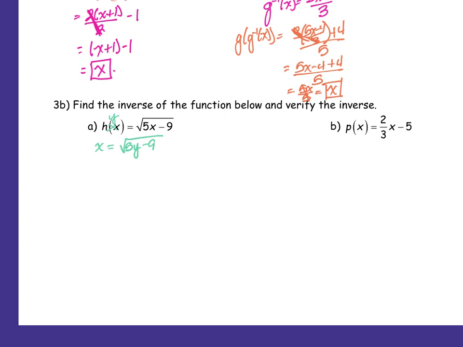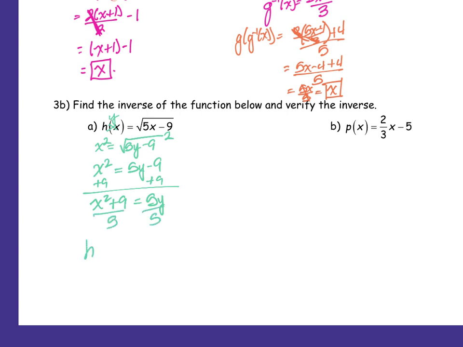What do I do to undo a square root? Somebody already said it. Square it. Yes, I'm going to square it. So if I square one side, I have to square the other side. So that gives me x squared equals 5y minus 9. Okay, then I'm going to add 9 to both sides. So this gives me x squared plus 9 equals 5y. Okay, and then I'm going to divide by 5.